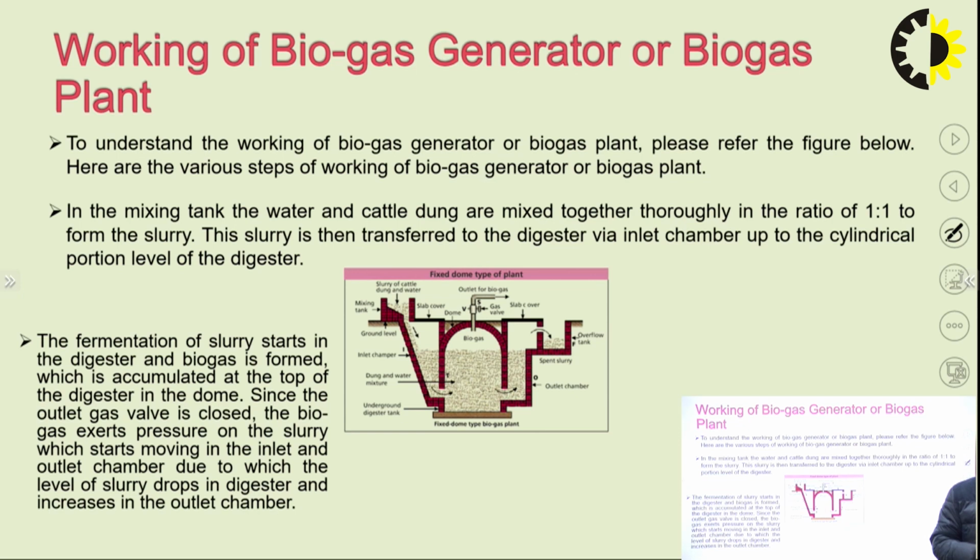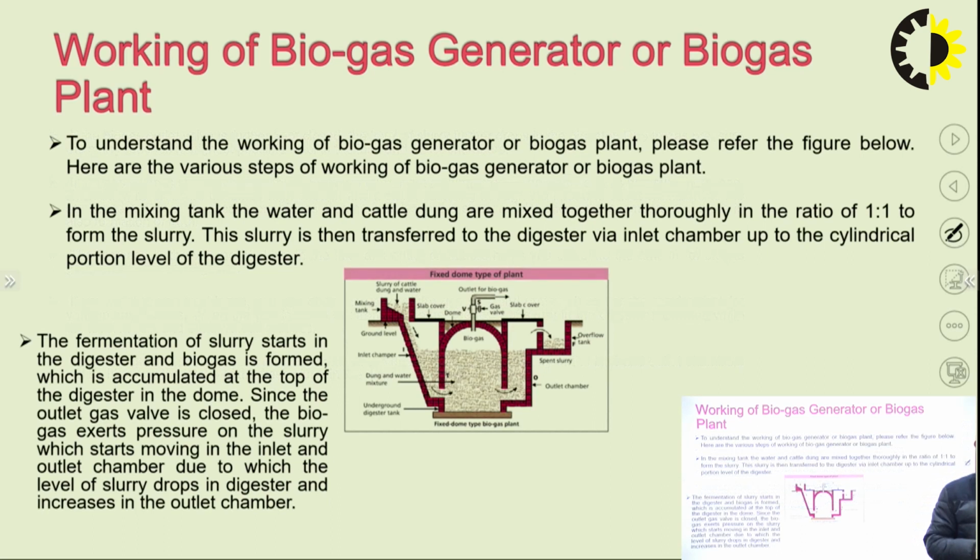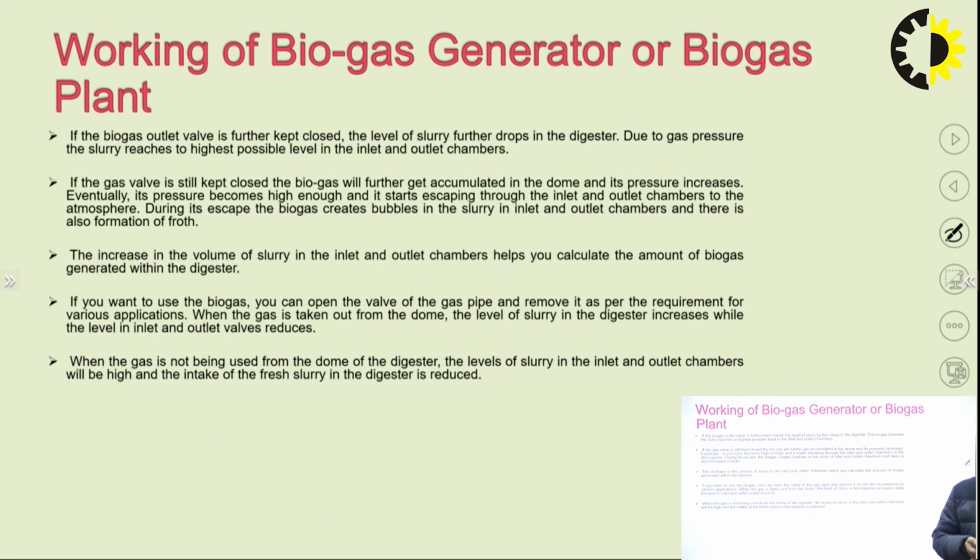The fermentation of the slurry starts in the digester and the biogas is formed, which is accumulated at the top of the digester in the dome. Since the outlet gas valve is closed, the biogas exerts pressure on the slurry, which starts moving into the inlet and the outlet chamber, due to which the level of the slurry drops in the digester and increases in the outlet chamber.